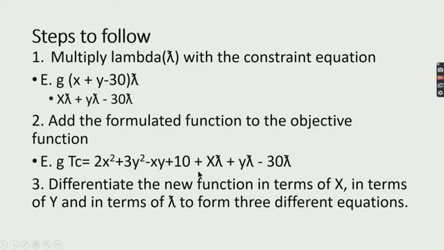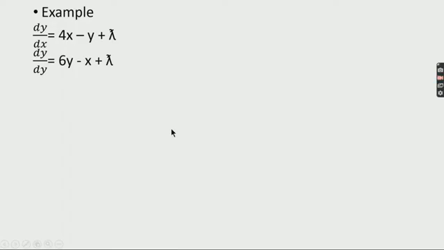Okay, so this is what we are saying. And then here x is with lambda, so when we differentiate for x, x will go and just remain with lambda. So this is what we have done here. We are saying dy over dx is equal to 4x minus y plus lambda. Now, in terms of x, we have differentiated; it is 4x minus y plus lambda.